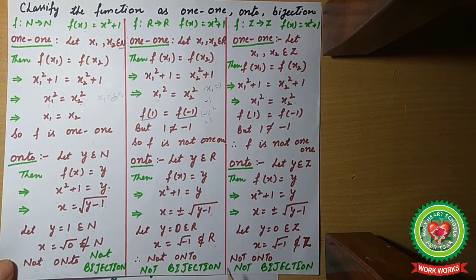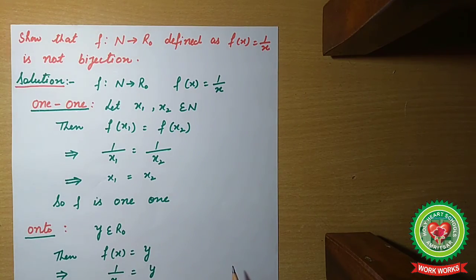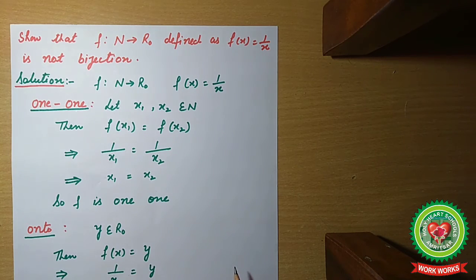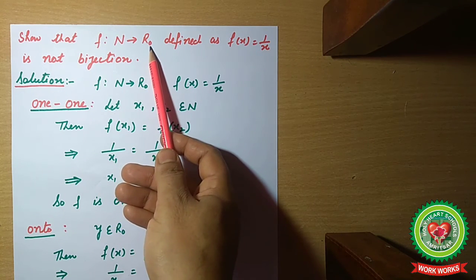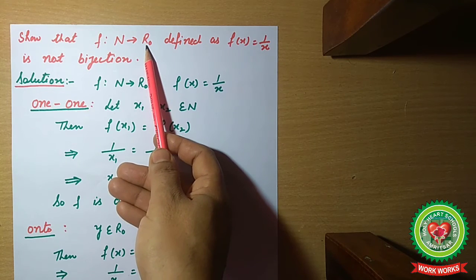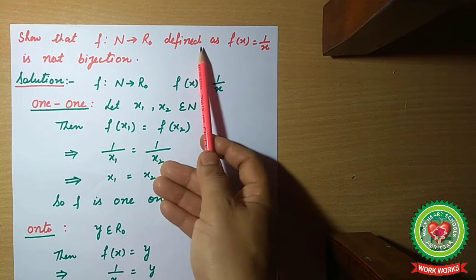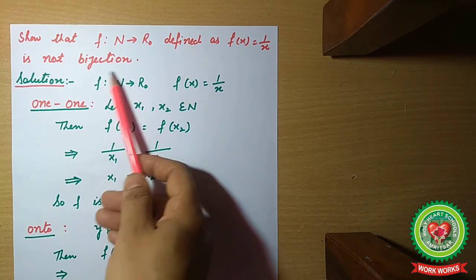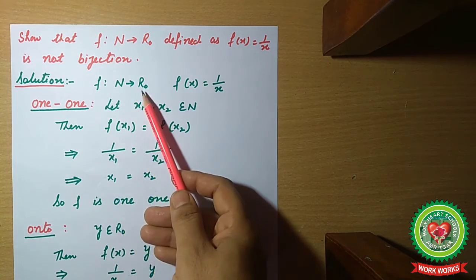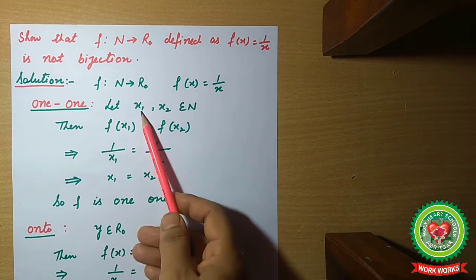This is the situation when we have some functions for which we have to prove one-one, onto and bijection. Now I am taking a simple example. Show that the function from N to R0, where R0 means non-zero real numbers, defined as f(x) is equal to 1 upon x, is not a bijection. So solution: f from N to R0 where f(x) is equal to 1 upon x.